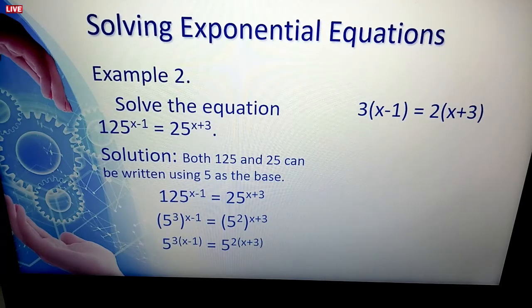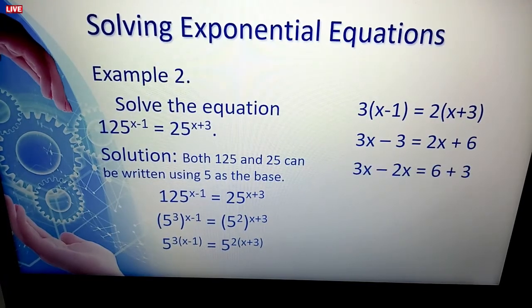The exponent of the left side is 3 times the quantity x minus 1. The exponent of the right side is 2 times the quantity x plus 3. By simple operation of the equation, we have 3x minus 3 equals 2x plus 6. Continuing the operation, finally we have the value of x. The value of x is 9.